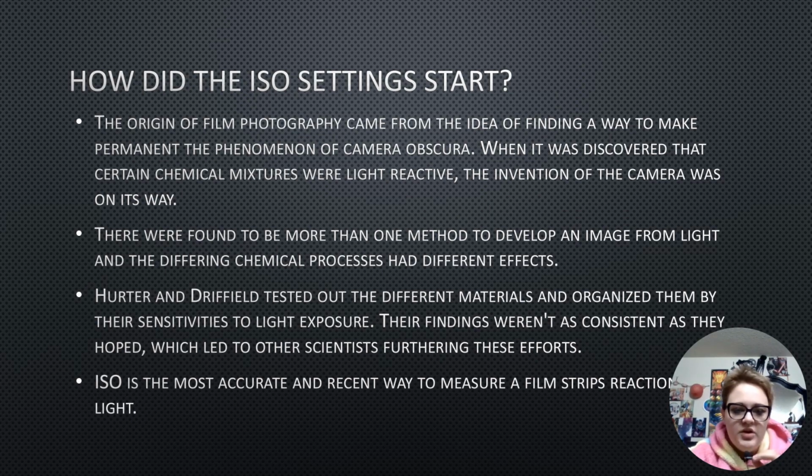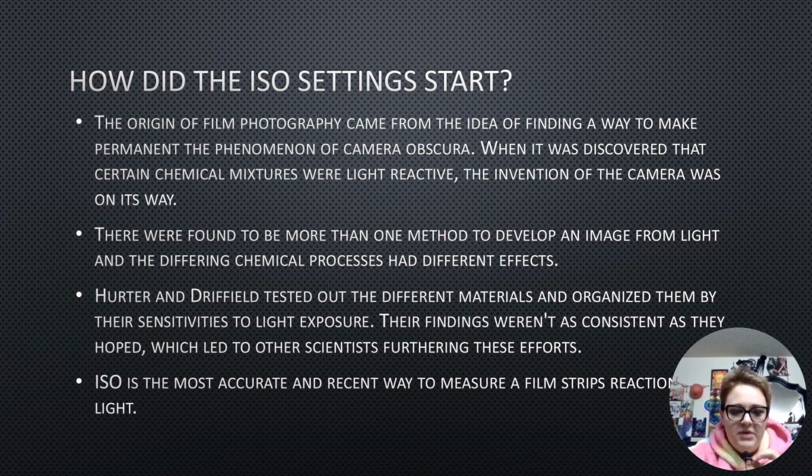But what is ISO? What does it mean? Where did it start? The origin of film photography came from the idea of finding a way to make permanent the phenomenon of camera obscura. When it was discovered that certain chemical mixtures were light reactive, the invention of the camera was on its way.